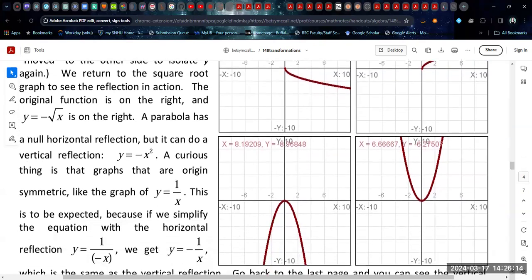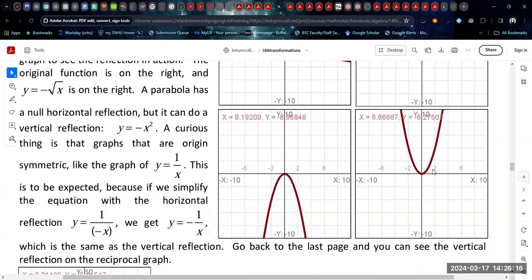Same thing for my x squared graph. If I have my original x squared graph and I put a negative sign in front of it, it flips it over the x-axis.